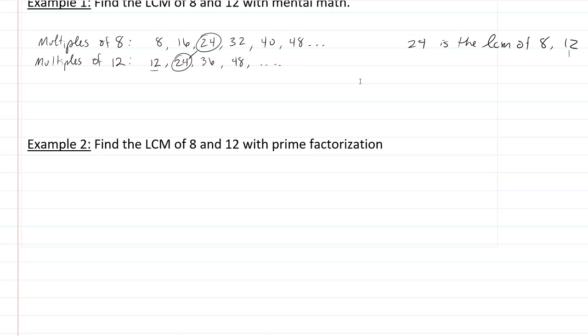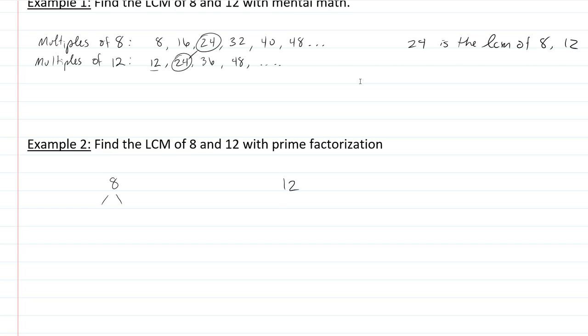Now this will take a little longer, but as you can see, if we use the mental math method, we have to list multiples. And if our numbers are huge, doing that multiplication in our head really isn't feasible. Say our numbers were like 123,456 and 57. It would be really hard to list those multiples. So to use the prime factorization method, we first split 8 and 12 up into their prime factorizations.